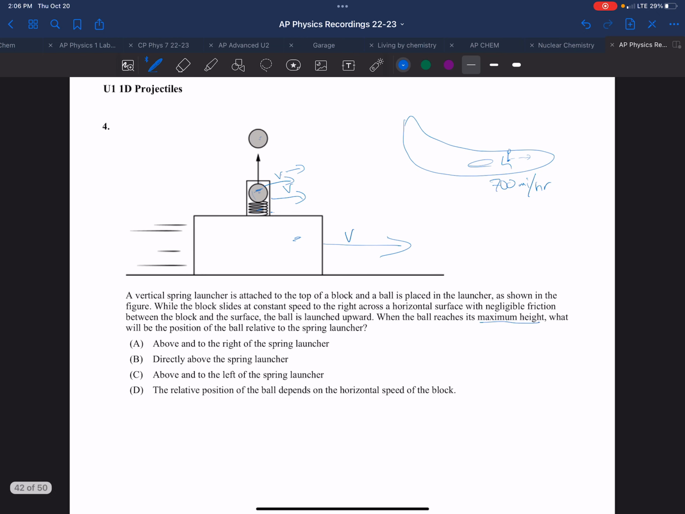So when the ball reaches its maximum height, what will be the position of the ball relative to the spring launcher? Directly above the spring launcher. They're trying to trick us there with our misconceptions.